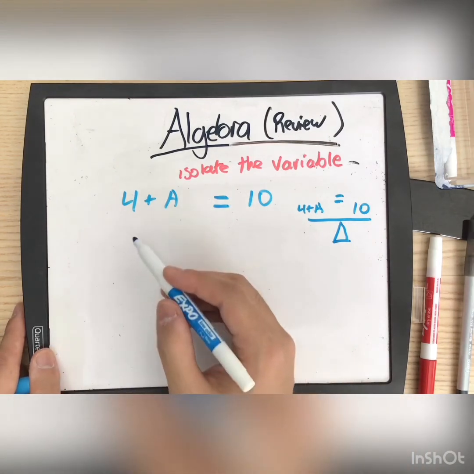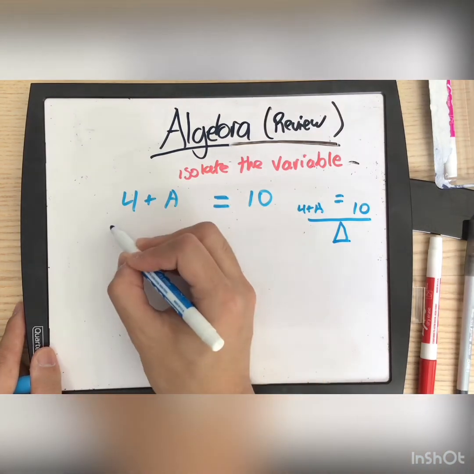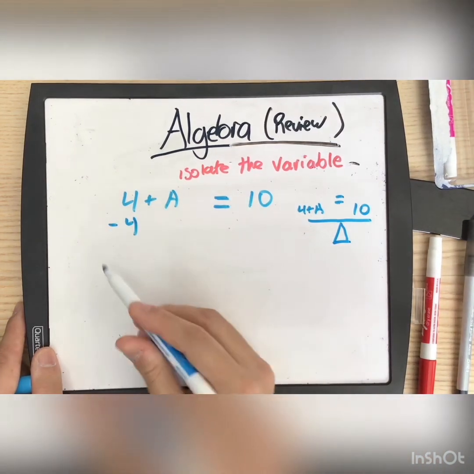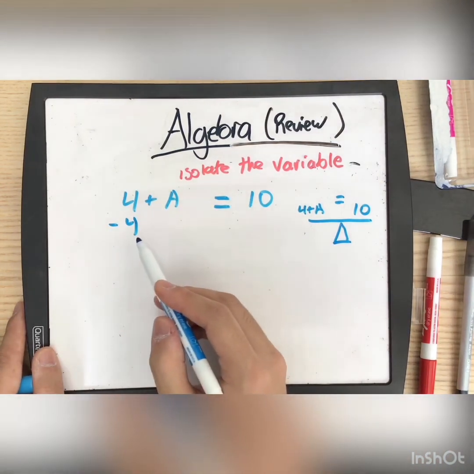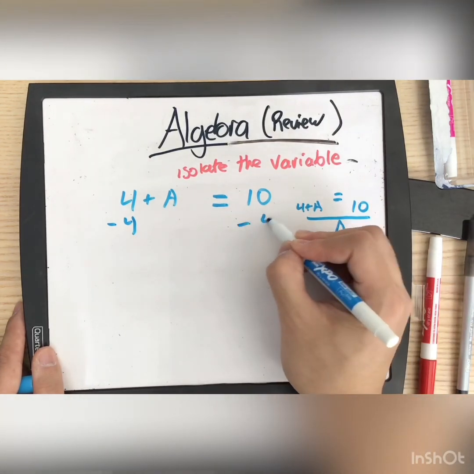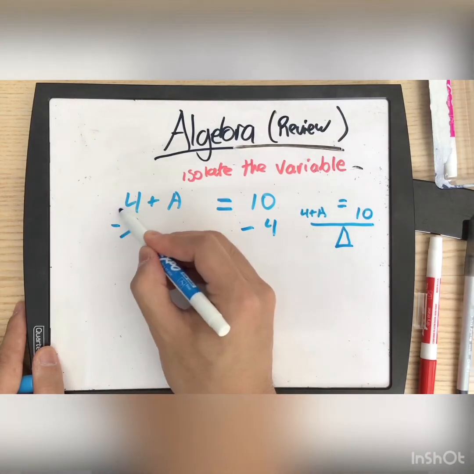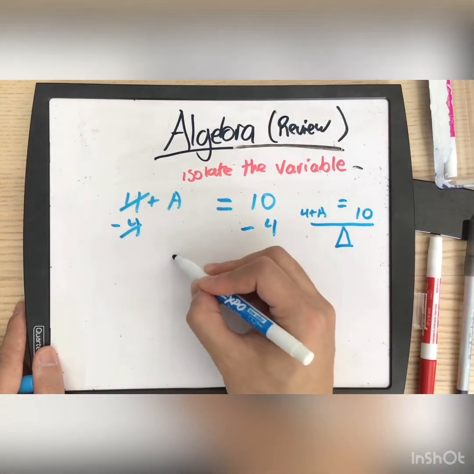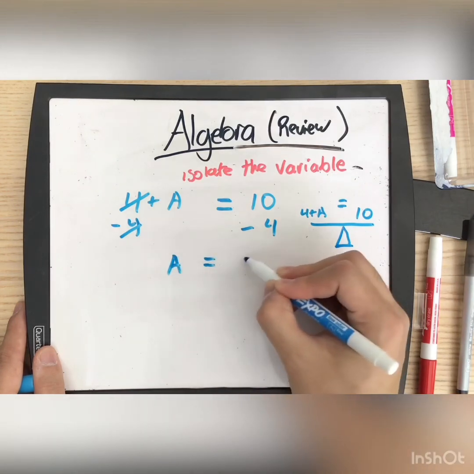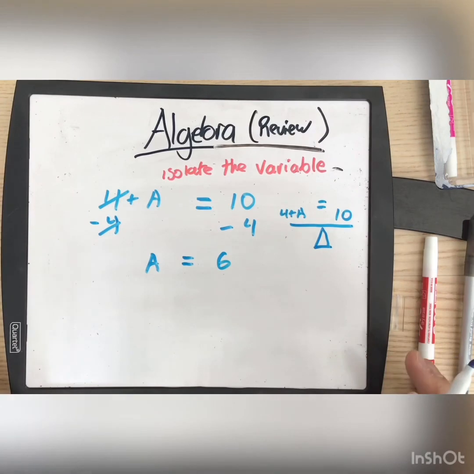In this case, in order to isolate a to one side, we're going to remove 4 from this side. Since we're removing 4 from this side, it's important that we balance it out and also remove 4 from this side. The opposite of addition is subtraction. These cancel out like that, and we're left with a equals 6. This is one simple example of a one-step problem.